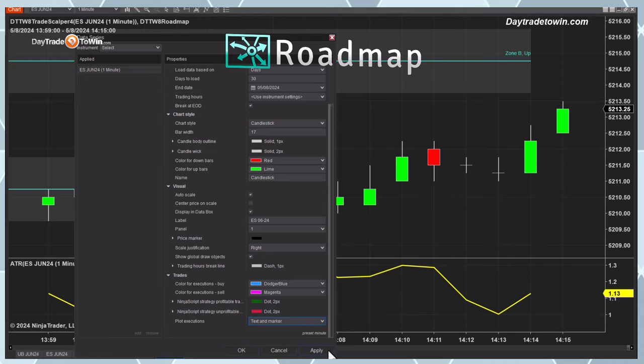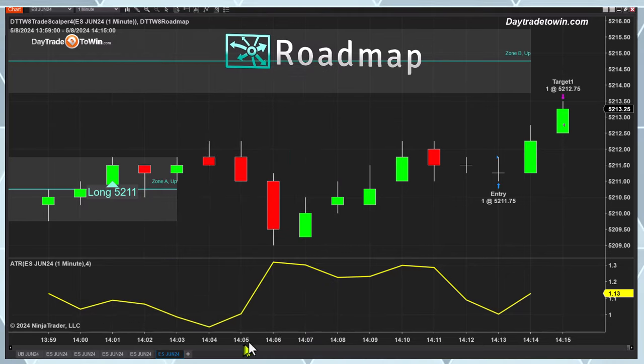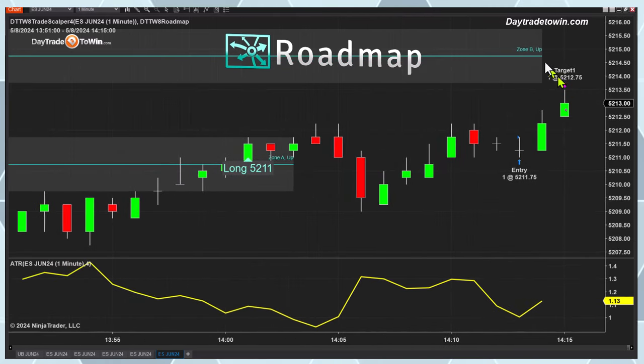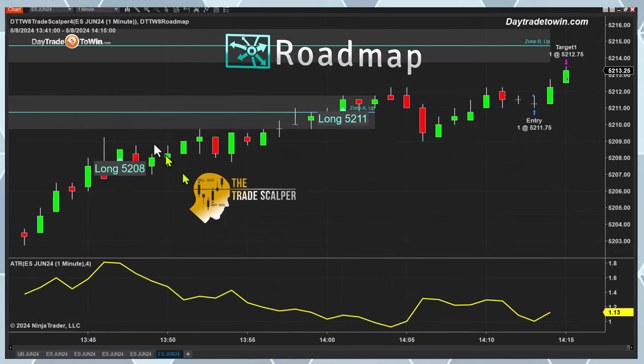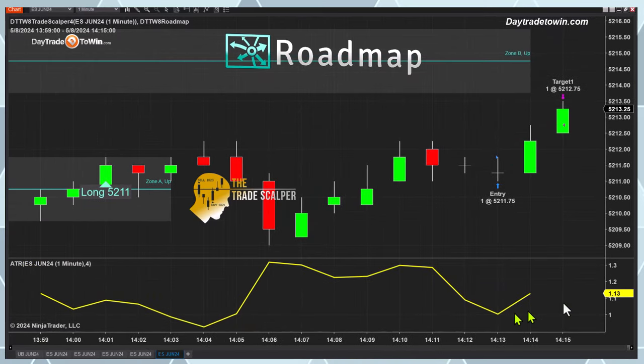Let me just add here the data series and the text and marker. If you want to see exactly where you entered and exited, you would use the text and marker. The text and marker indicates entry at 52.11.75, and it's on its way up to the next zone, got out of the trade, had a stop, had a target. Nothing was interfering. The market is leading me up to zone B.